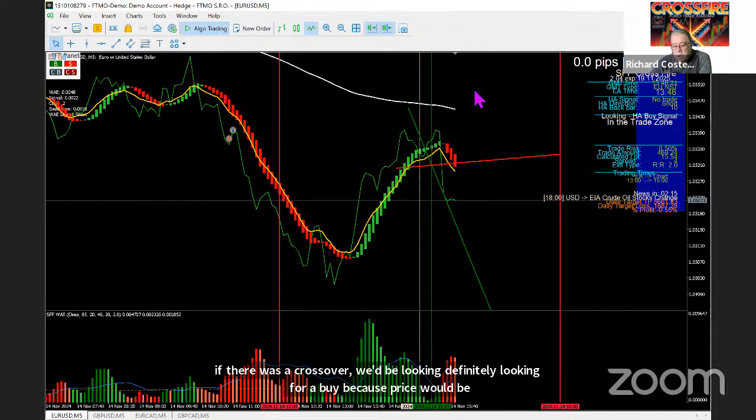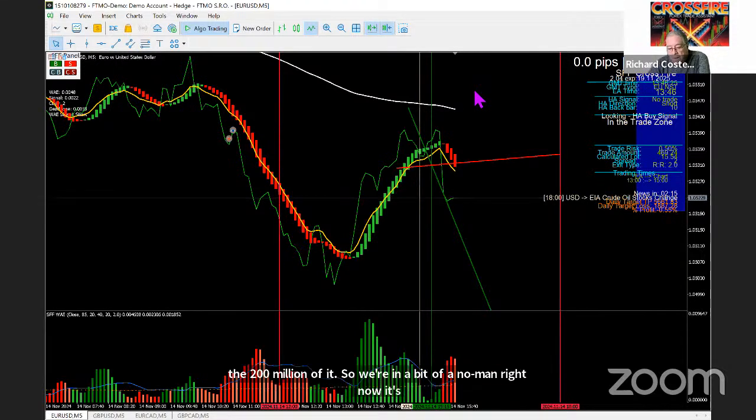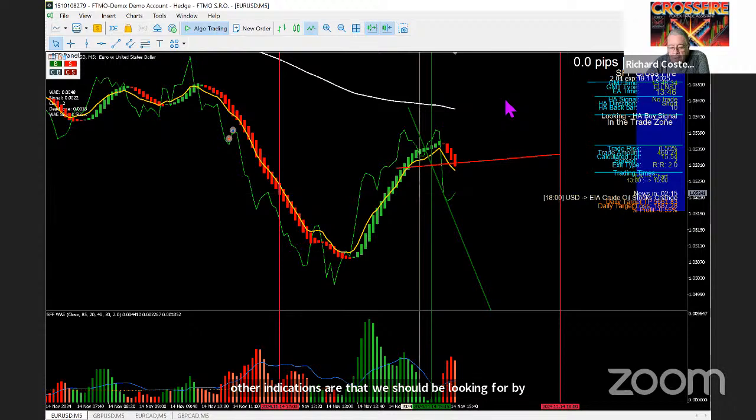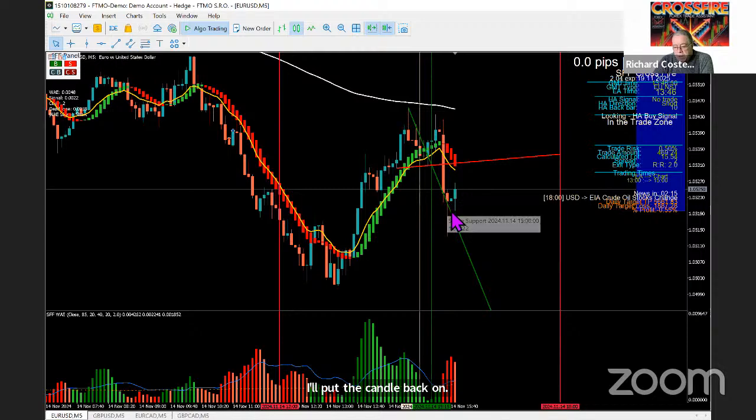So we're in a bit of a no man's land right now. Some of the indications are that we should be looking for a sell, and other indications are that we should be looking for a buy. The trading assistant will simply stay out right now because it's getting conflicting information. I'll put the candle back on, and you can see the price is respecting that green trend line, and now it's starting to go upwards.